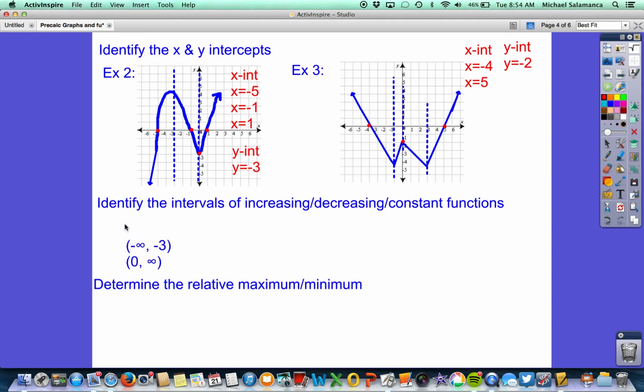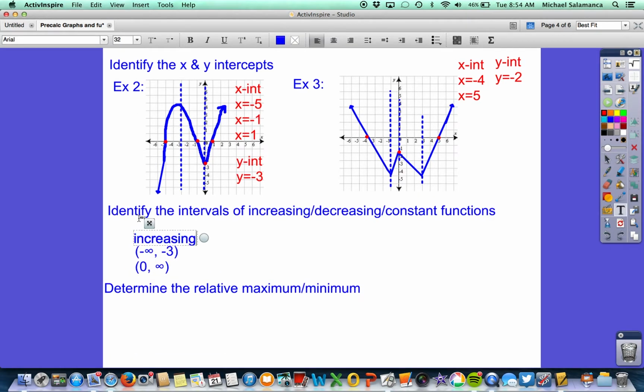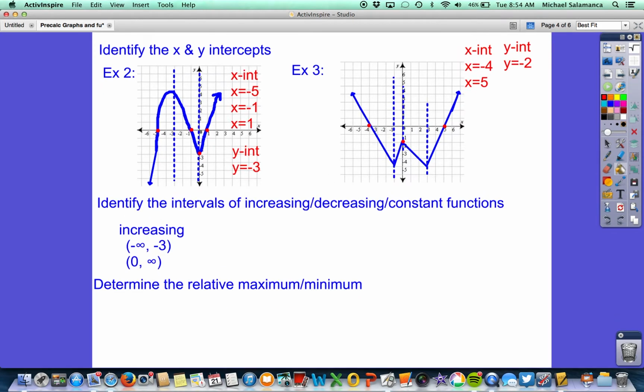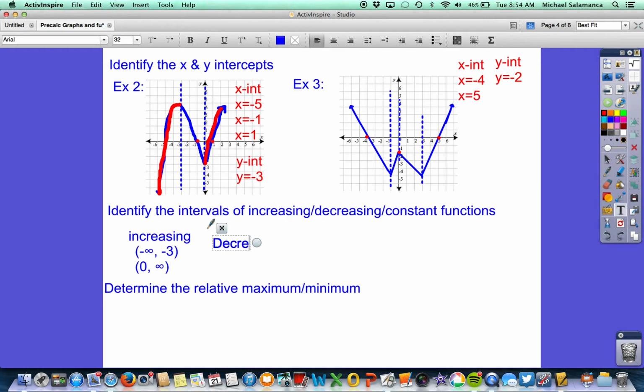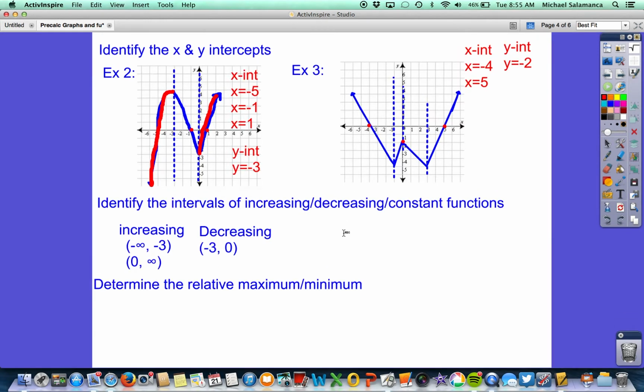So just to make that a little bit easier to understand, let's trace it. So from down here, negative infinity, because it's down here, it's going up, up, up, up, up, up, and then it stops going up when x is negative 3. And then it goes down, and then right here at 0, when x is 0, x to infinity, also increasing. Decreasing is when it's going downwards. So for this one, it's decreasing from negative 3 to 0. Those are when the intervals are decreasing.